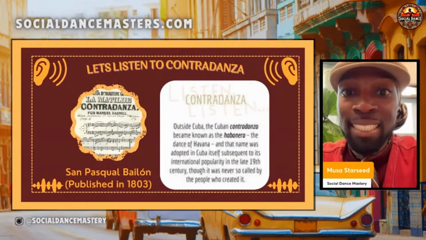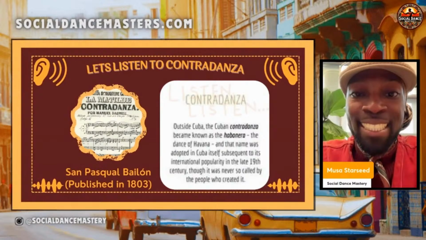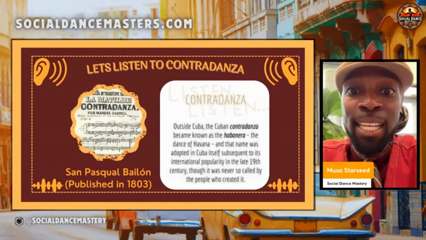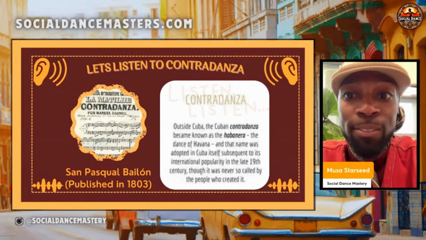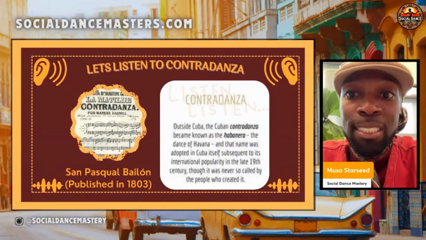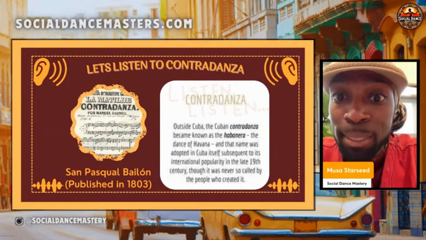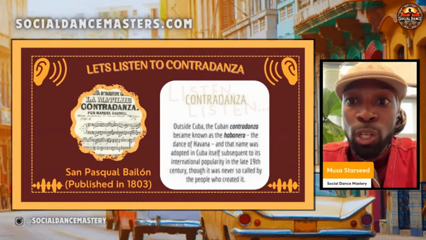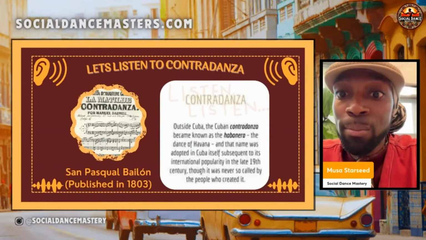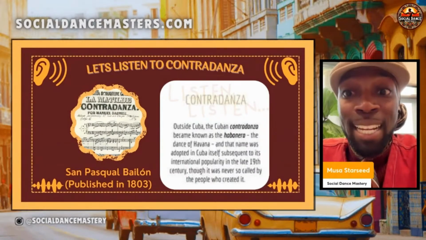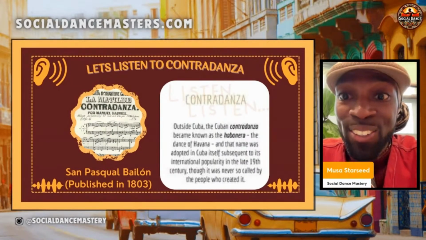So now we're going to listen to a contradanza so we can really hear what's going on. I want you to listen to the rhythmic nature of this contradanza. I want you to see if you can hear the rhythm behind the instruments, so you can notice which one of these rhythms is being played. Is it the tresillo? Is it the habanera, or is it the cinquillo?